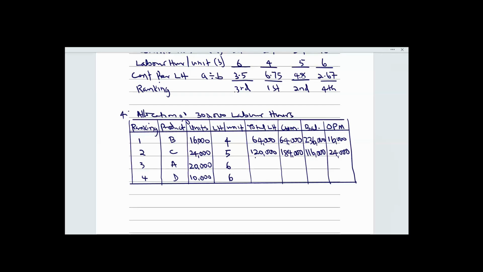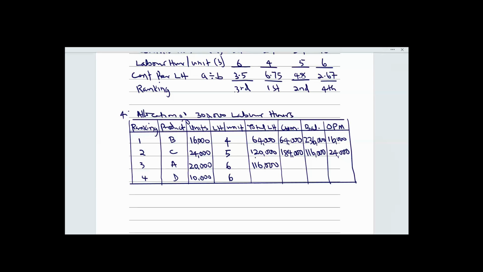We then move to the next one. The next highest ranking is product A. 20,000 multiplied by 6 gives us 120,000 labor hours. We don't have 120,000 labor hours available because out of the 300,000, we have allocated 184,000. We are left with 116,000. Therefore, the balance of 116,000 is what you are going to allocate to product A. You don't have 120,000. What you have available is 116,000.